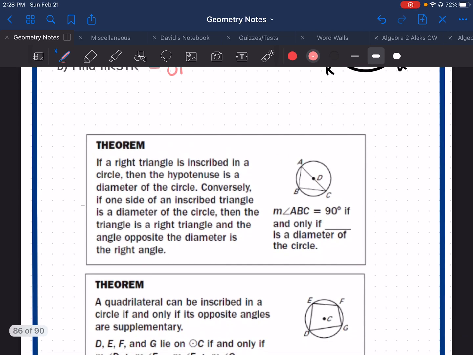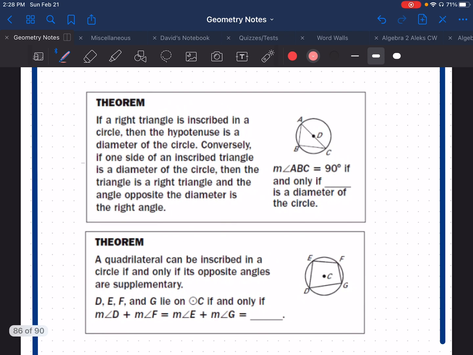All right, the last two theorems that we're going to talk about today are theorems about triangles and polygons inside circles. So if you have a right triangle and it is inscribed inside a circle, then the hypotenuse is the diameter of the circle. Conversely, if one side of an inscribed triangle is a diameter of the circle, then my triangle has to be a right triangle, and the angle opposite the diameter is a right angle.